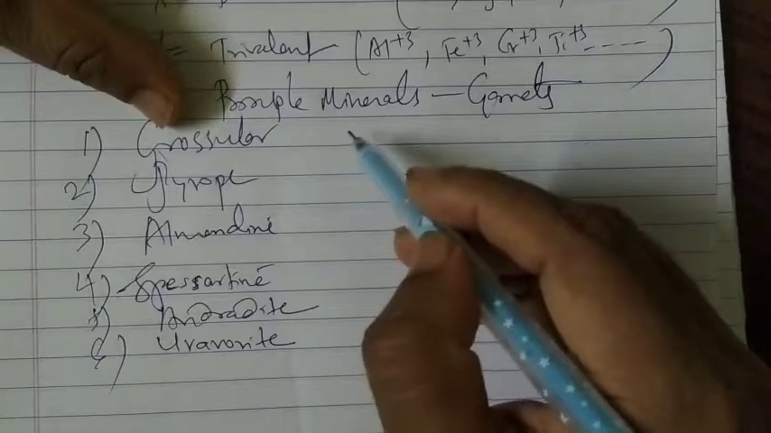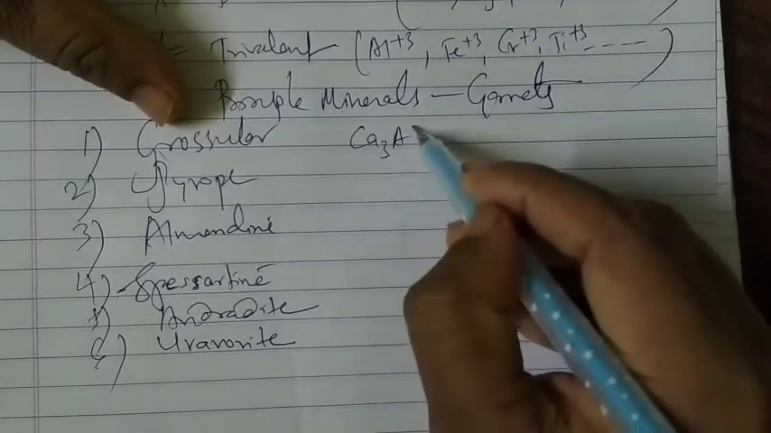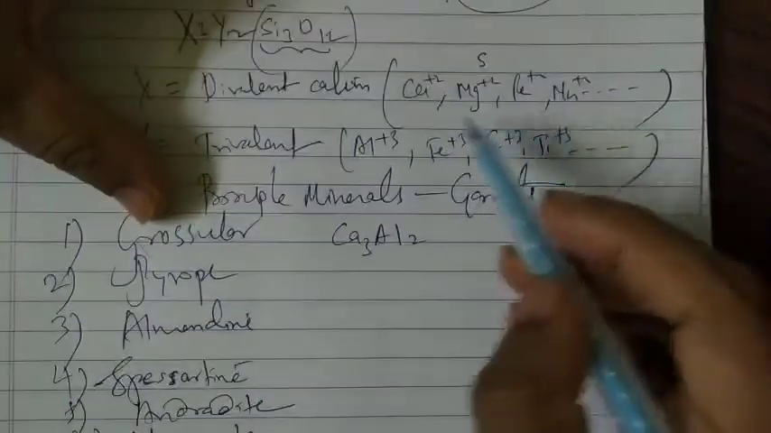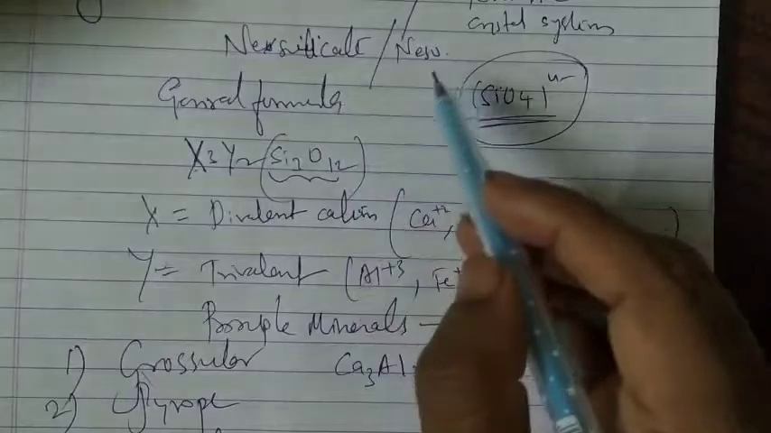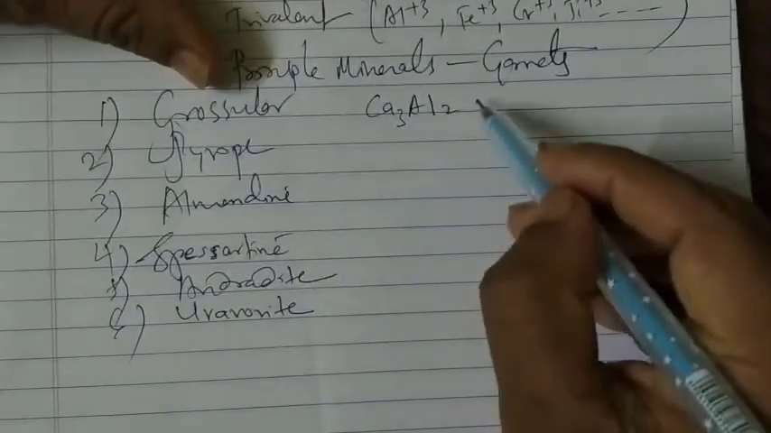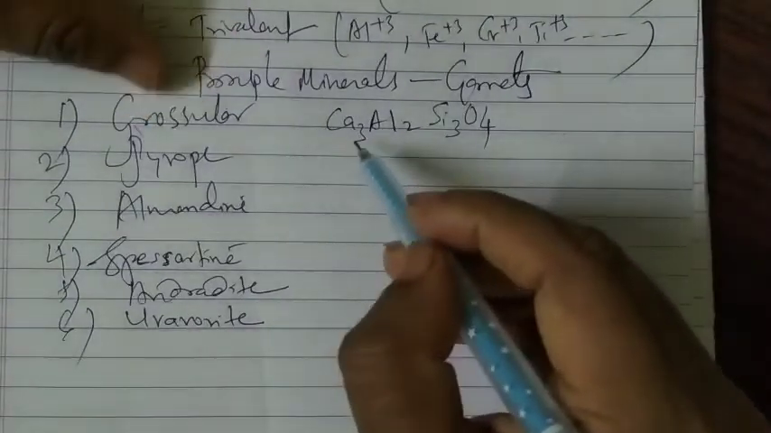Grossular has the chemical composition of calcium, Ca3Al2Si3O12. You can remember this. This is the common part, and this is about calcium, grossular.